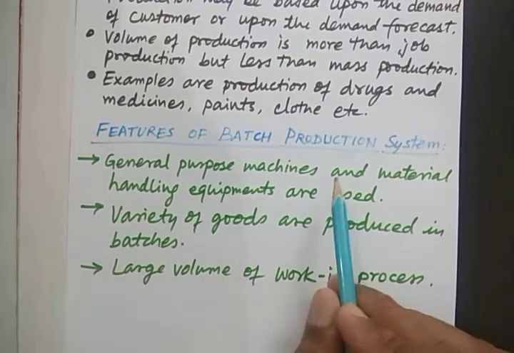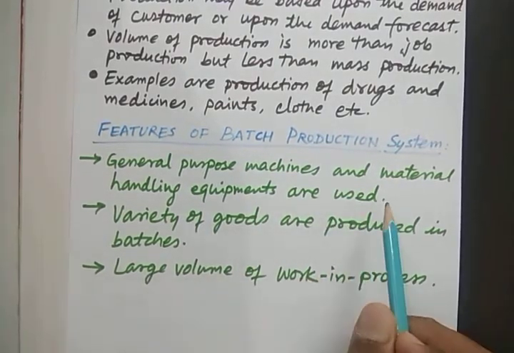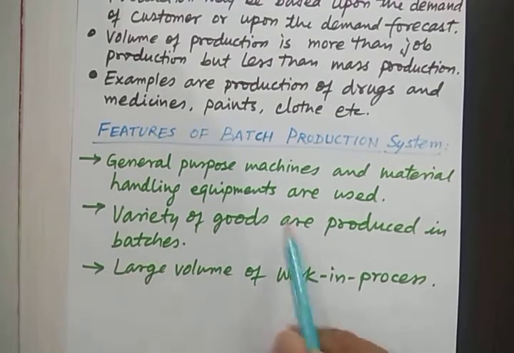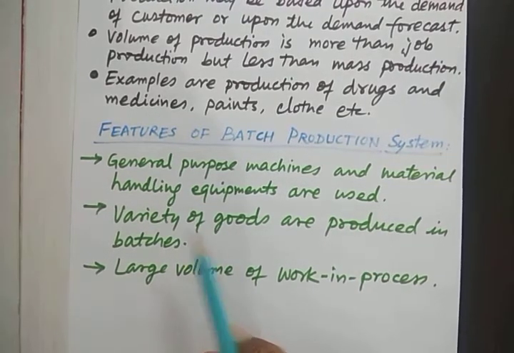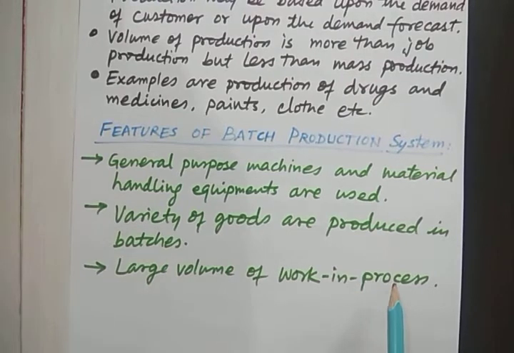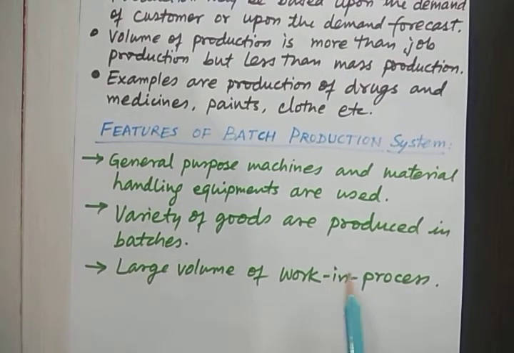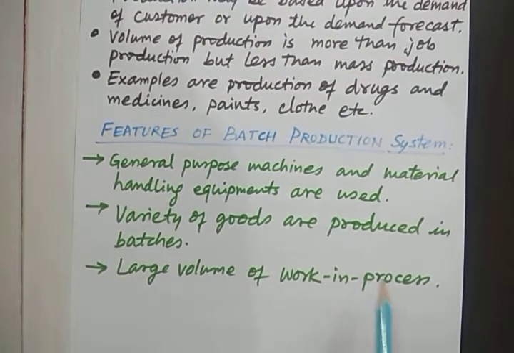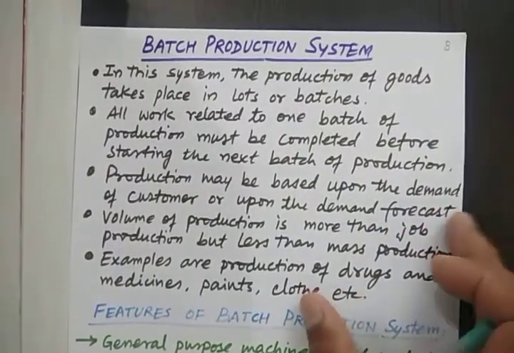General purpose machines and material handling equipments are used in this system. A variety of goods are produced in batches, and there is a large volume of work in process. The inventory in the work in process is very large. So this is the batch production system.